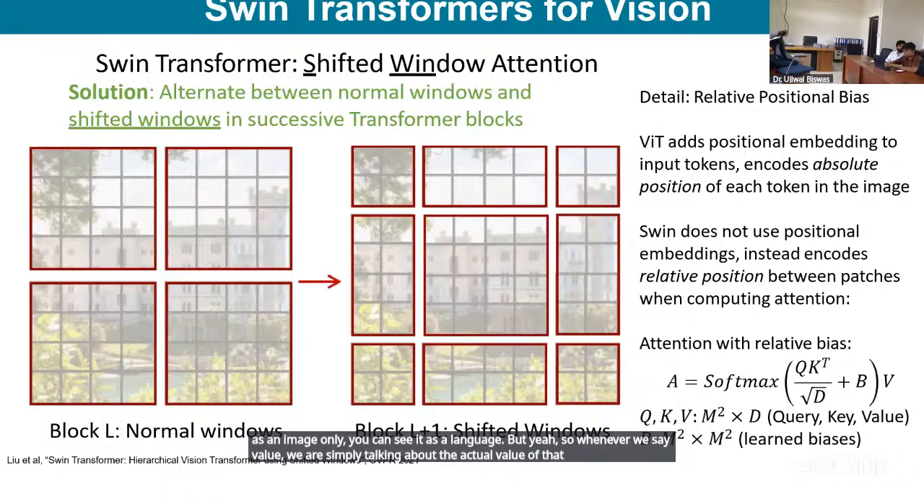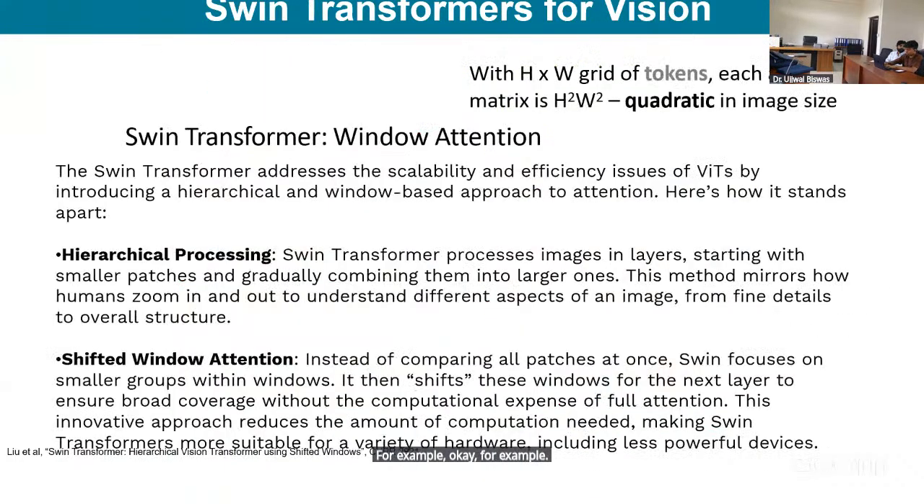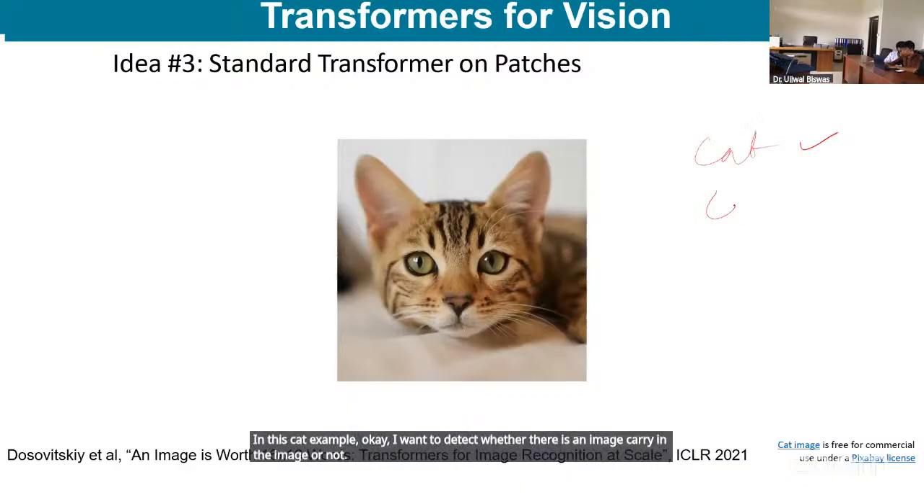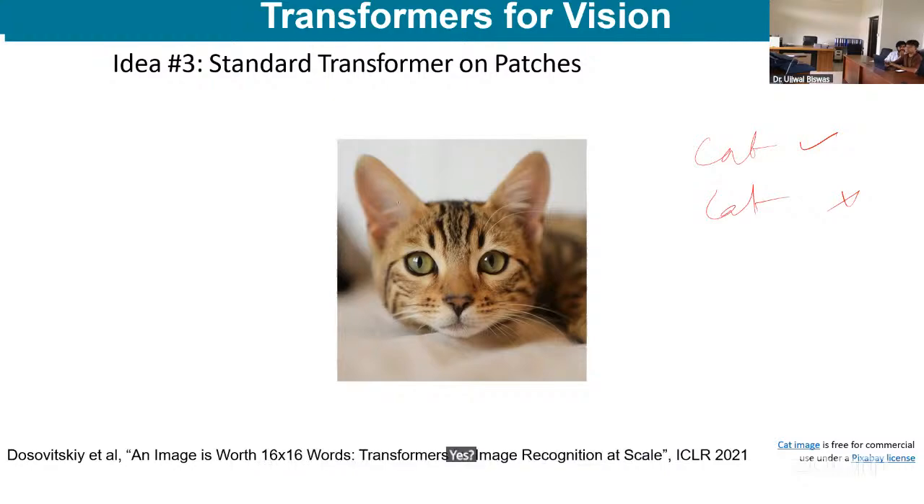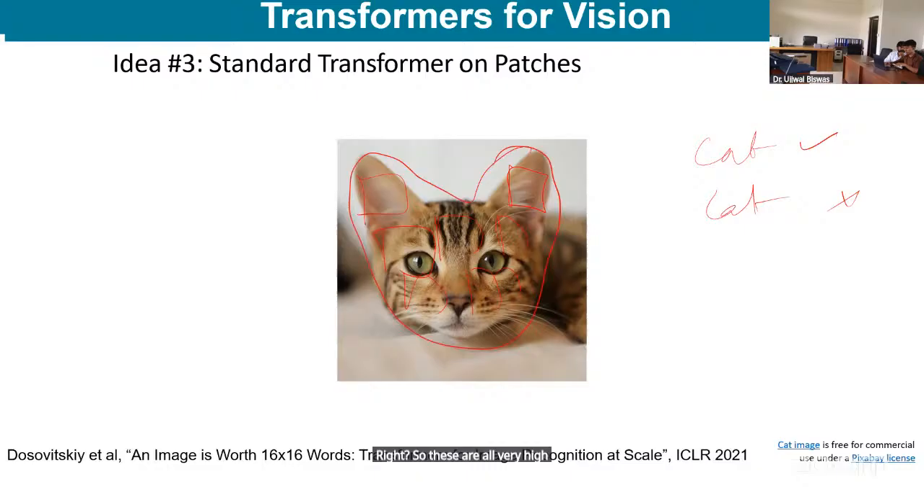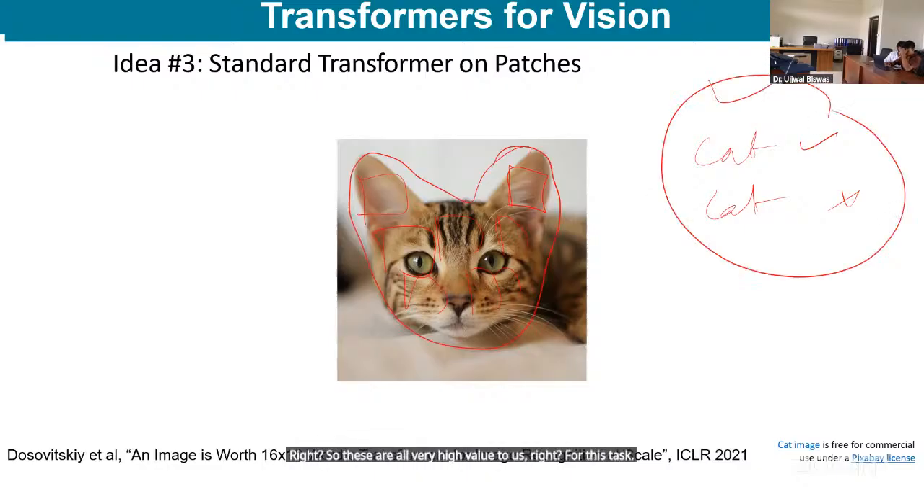For example, let's talk about this cat example. I want to detect whether there is a cat in the image or not. Cat, yes, cat, no. So what are the patches that will have value? Maybe these ears, maybe this area. These are of very high value to us for this task. So that is what your WV is going to represent.